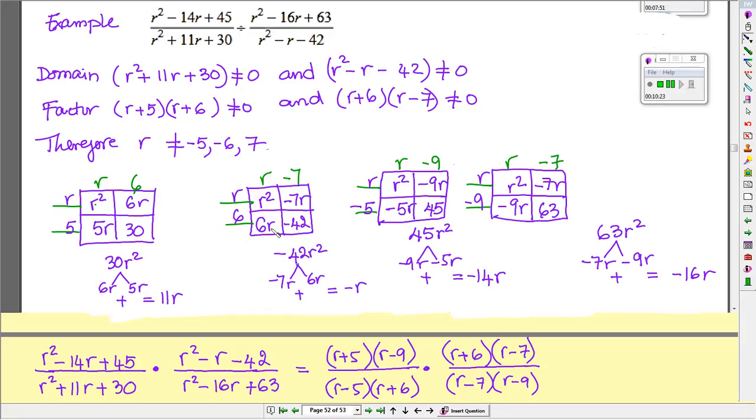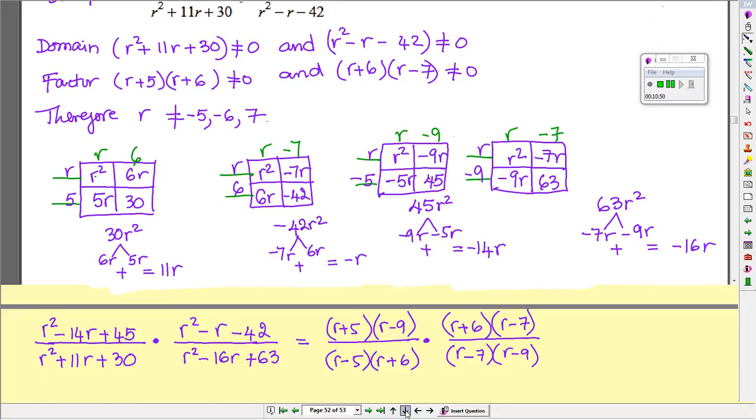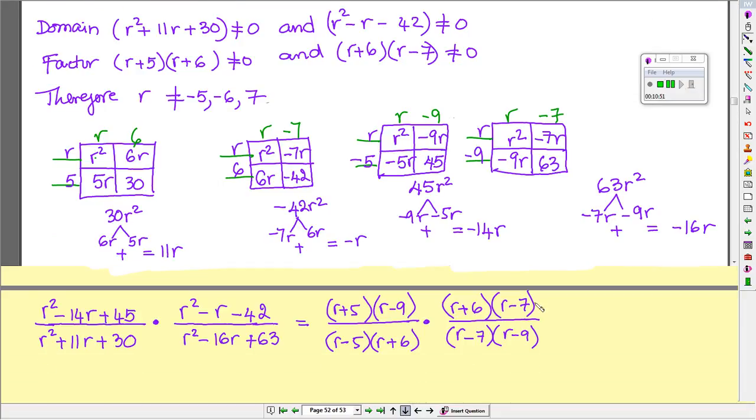Check: r times r squared. r times negative 7 is negative 7r. 6 times r is 6r. 6 times negative 7 is negative 42. So this is checked. r times r is r squared. r times 6 is 6r. 5 times r is 5r. 5 times 6 is 30. So this is our check. So now we're good.